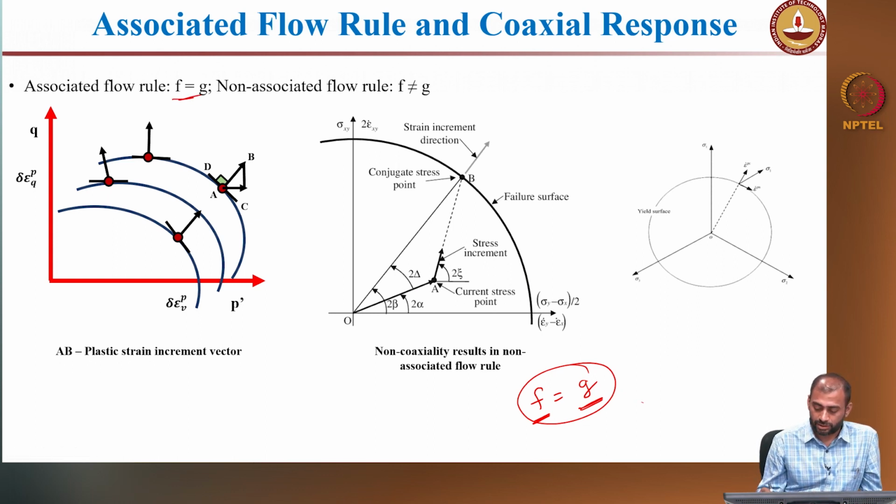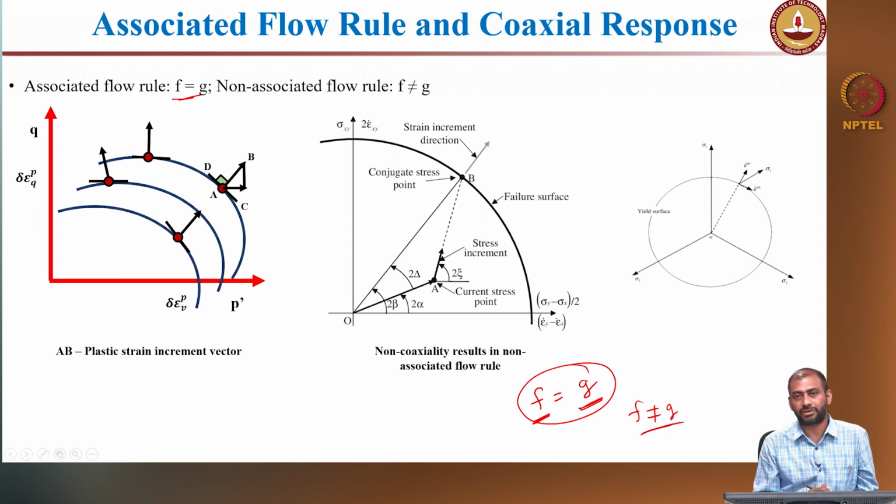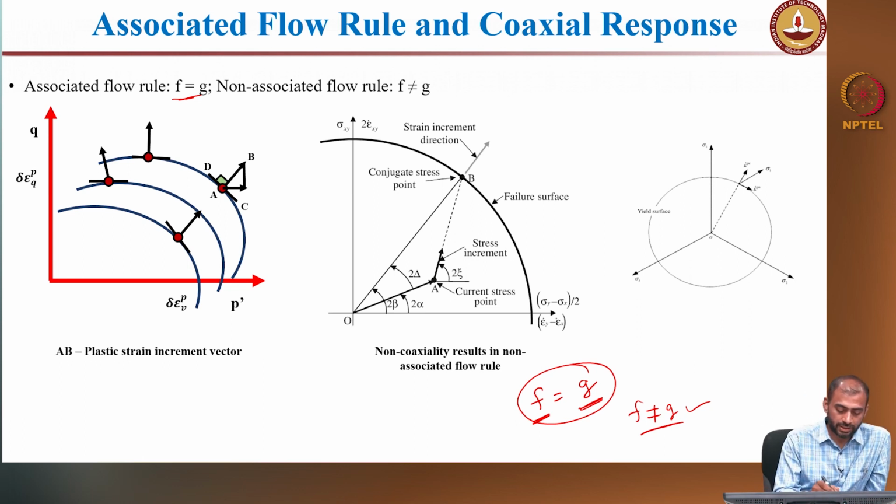If f is not equal to g, then you have a separate yield function and you also have a separate plastic potential function, and then you use it in the framework and solve it. That is called a non-associated flow rule based model. The figure you see on the screen represents the plastic strain increment, which is plotted on the yield locus.